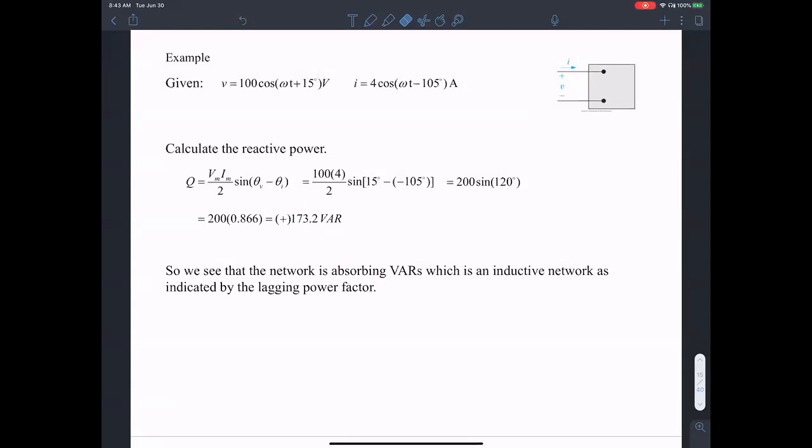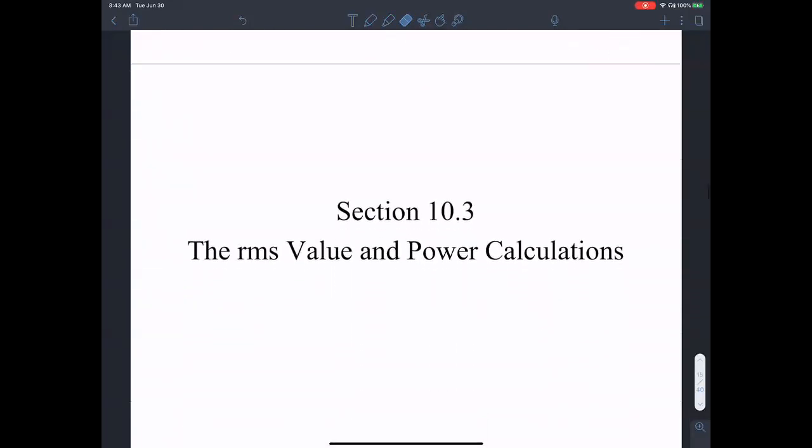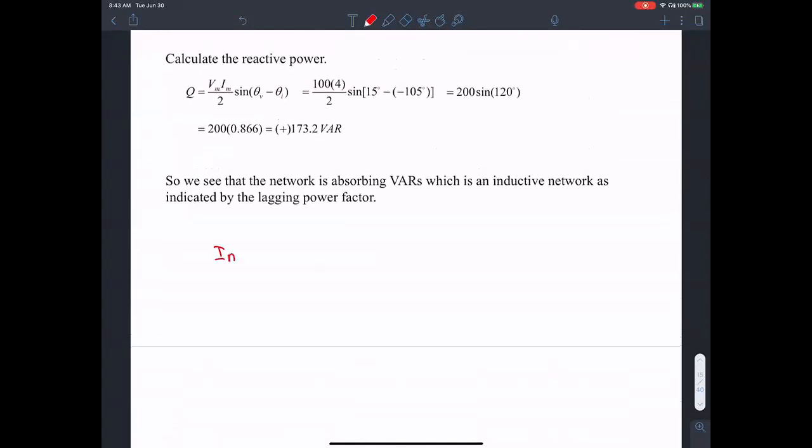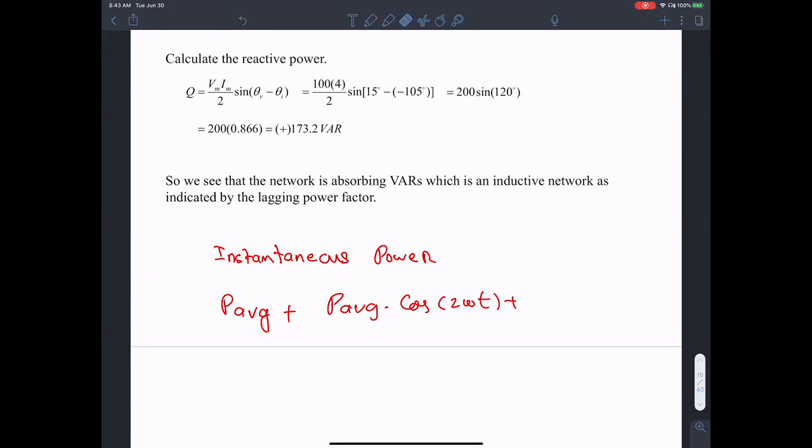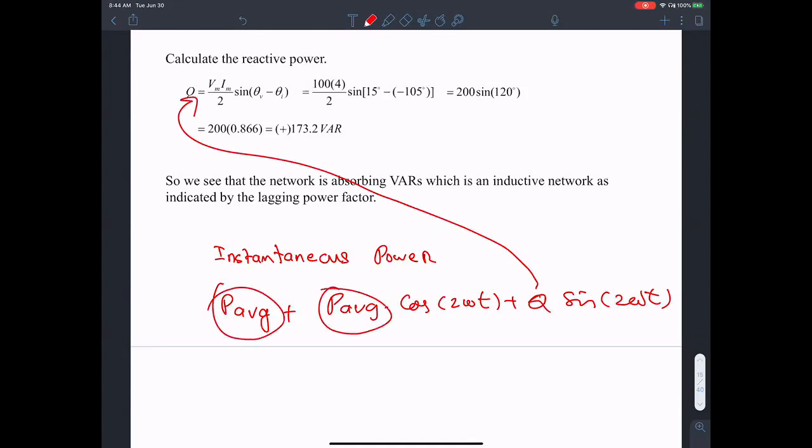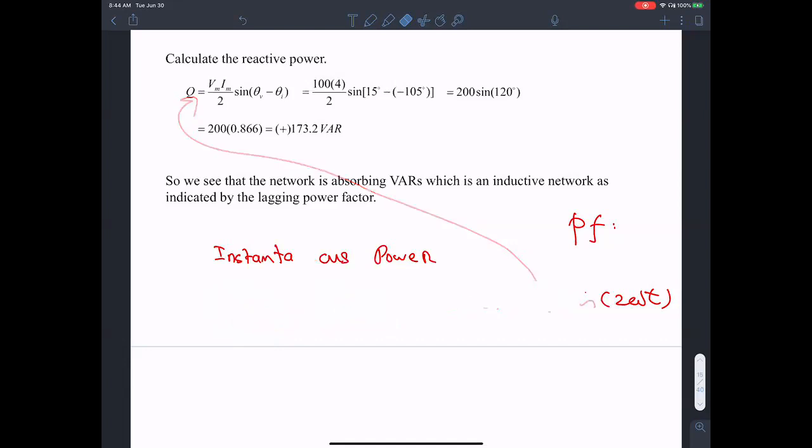Let's see what else. Now we looked at the instantaneous power, with its three components: P average, plus P average times cosine 2 omega t, plus, or it's not the P average, it's Q times sine 2 omega t. So we calculated Q using the power factor and the average. We calculated the power factor, reactive power, and so on. All of these are based on the idea that you're simply multiplying two sinusoids and then massaging the equations. That's all there is to this part.